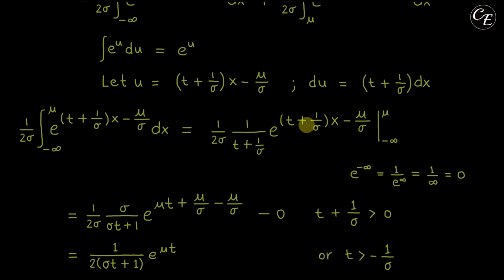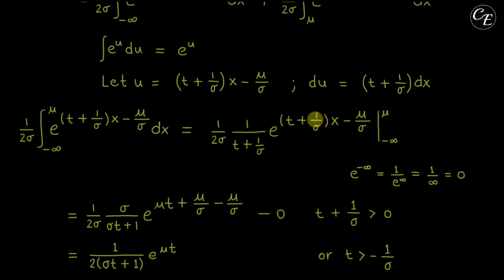Now if this t plus 1 over sigma is 0, then we will have 1 over 0, or infinity. So this will be infinity and our moment generating function will be infinity. To avoid that our moment generating function be infinity, we need to ensure that this t plus 1 over sigma is not equal to 0.